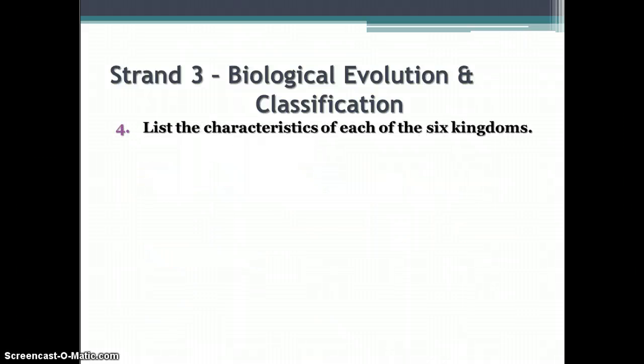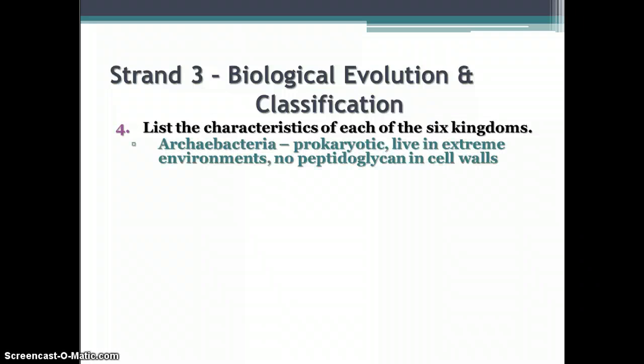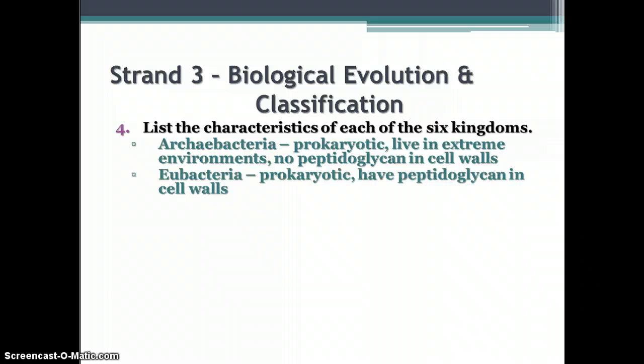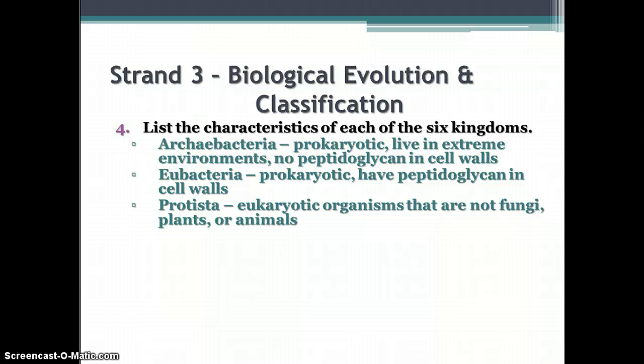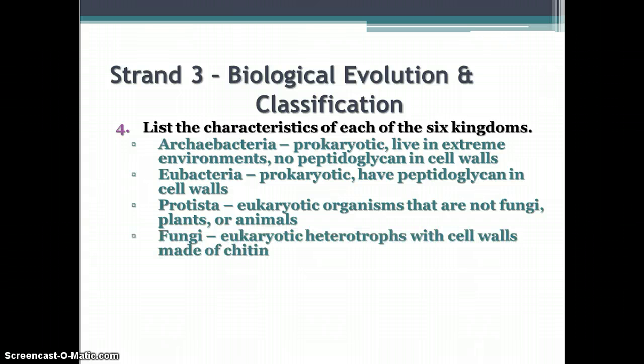Next, we have characteristics of the kingdoms. So we have archaebacteria, which are prokaryotic and live in extreme environments. They do not have peptidoglycan. The eubacteria, which are also prokaryotic, do have peptidoglycan in their cell walls. And protista, which are eukaryotic, that are not fungi, plants, or animals. Remember, this is the kingdom where you put everything that doesn't fit someplace else. And then fungi, which are heterotrophs with cell walls made of chitin.